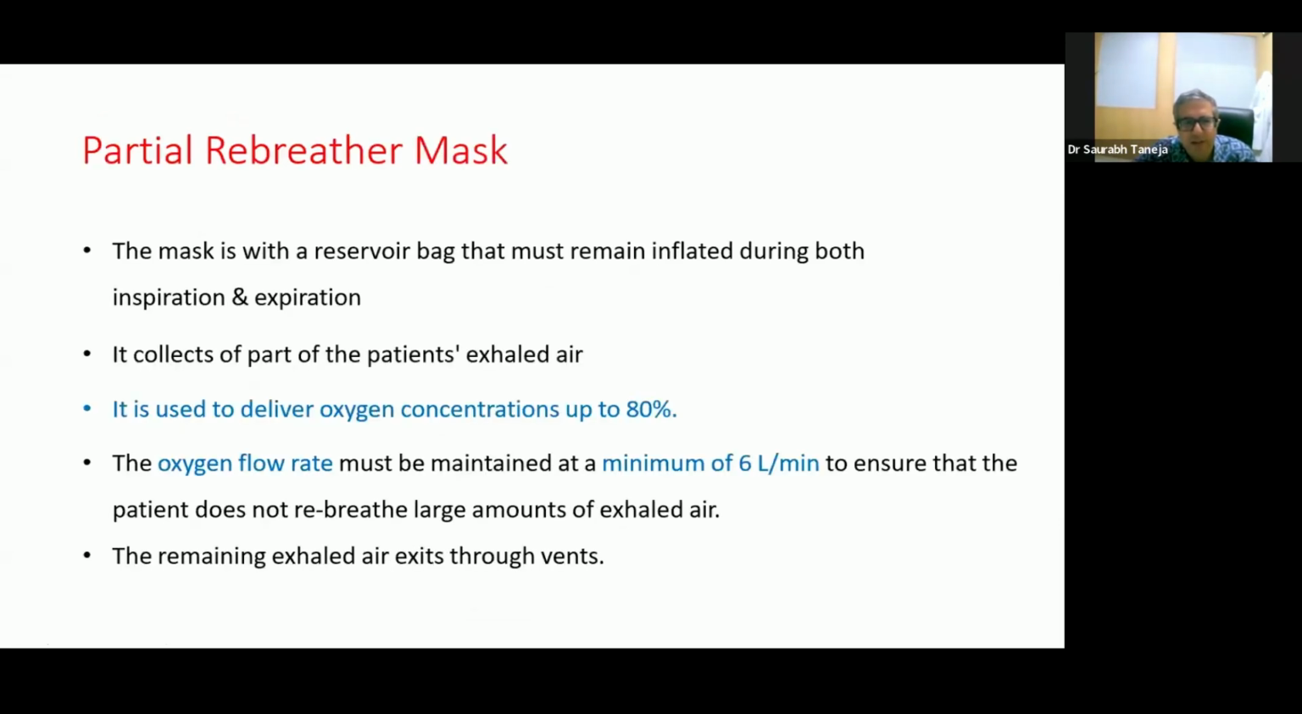Then we come to the partial rebreather mask. In this mask, the reservoir bag must remain inflated during both inspiration and expiration. Only when the reservoir bag is inflated can we give a higher concentration of oxygen. It collects part of the patient's exhaled air, and the oxygen flow rate should be around 10 to 12 liters per minute, at least 6 liters per minute, to ensure that the patient does not rebreathe large amounts of exhaled air. The remaining exhaled air exits through the vents. Next.